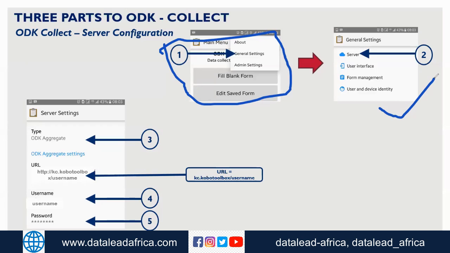Once you click on server, you will see what is called your URL. If you are using Kobo, the type will write Kobo Toolbox. If you are using ODK, it will write ODK Aggregate. But in the URL, come and change your URL to this that I have here: https://kc.kobotoolbox.org.